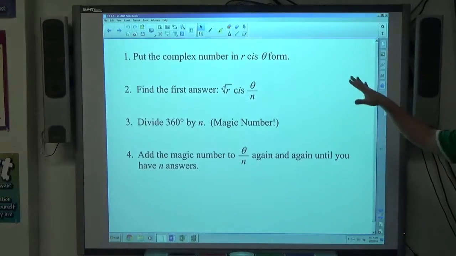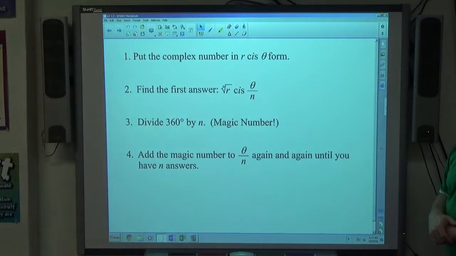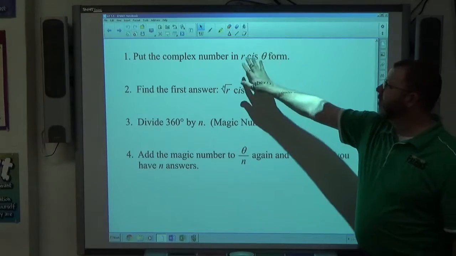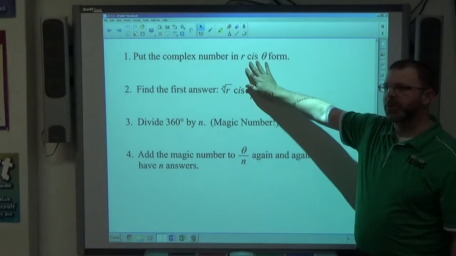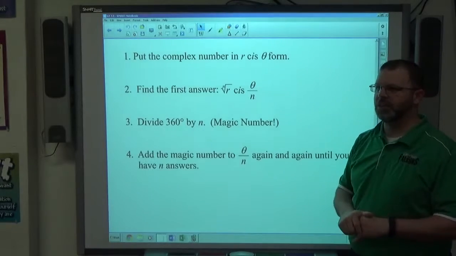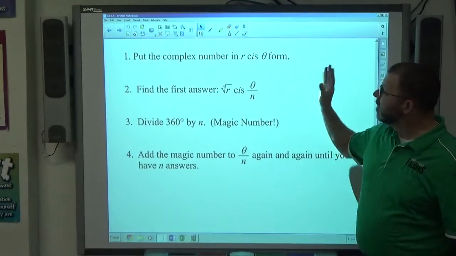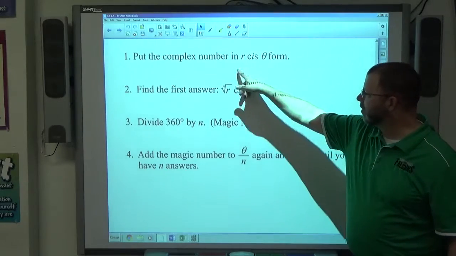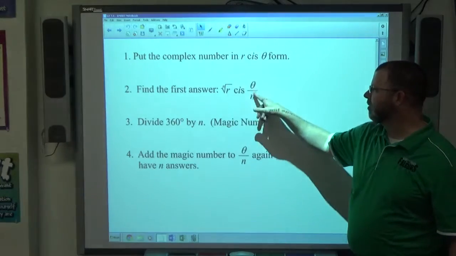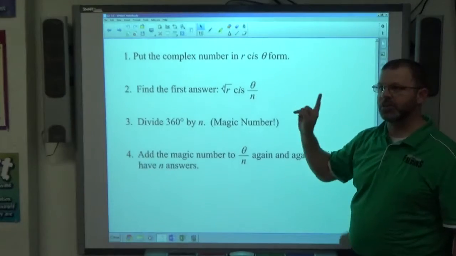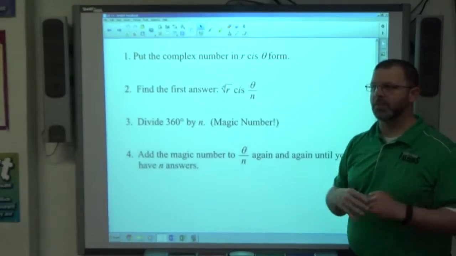this part of it, and this is the four-step technique on how to do it. First thing, you have to have the complex number in trig form. If it's already there, great. If it isn't, change it. So do the 3-step process to change to trig form. You find the first answer, whatever the root is of the magnitude and the angle divided by the root. You get whatever you get. That's the first answer. That's part of the correct answer.